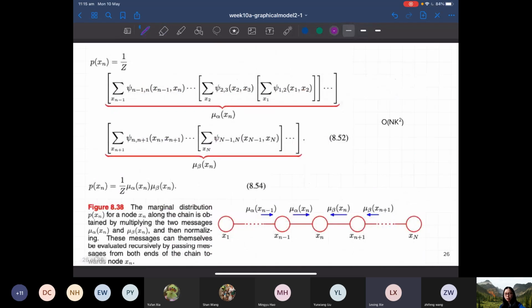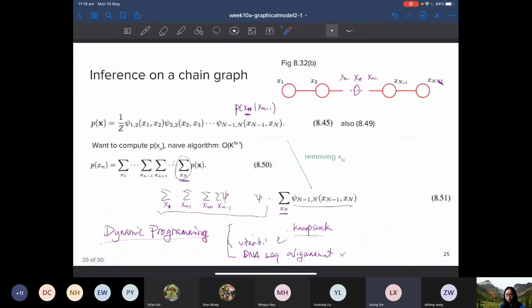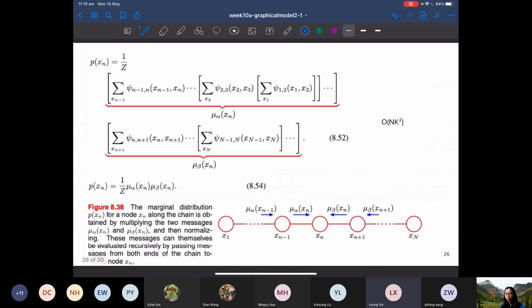Okay, so here we go. This is exactly what we're doing. We try to distribute these summation terms for the second half of this big sum. As we can see, there are intuitively two parts of this giant sum. One is before the variable we care about, x1 to xn minus 1, and the other is the second part, which is after the variable we care about.